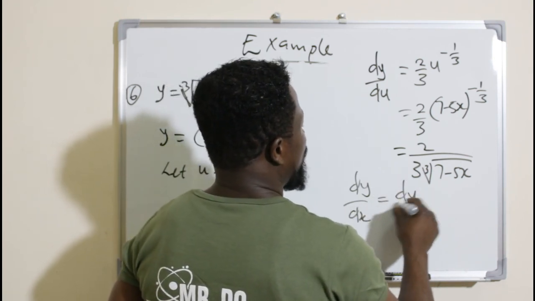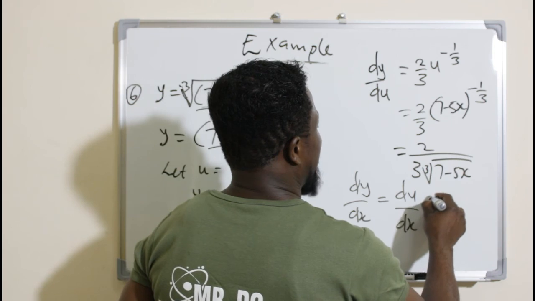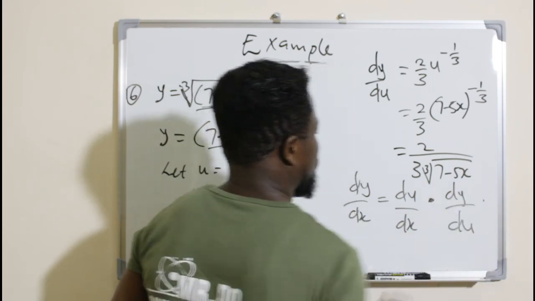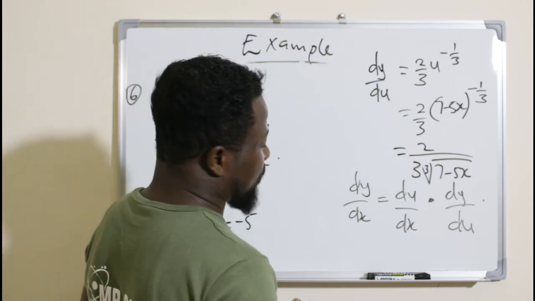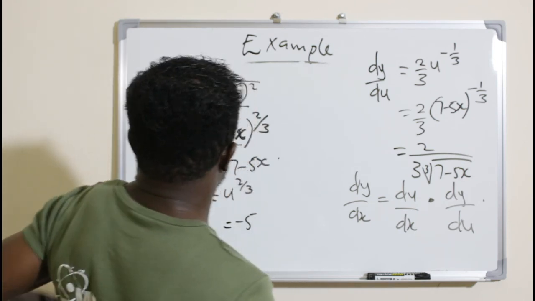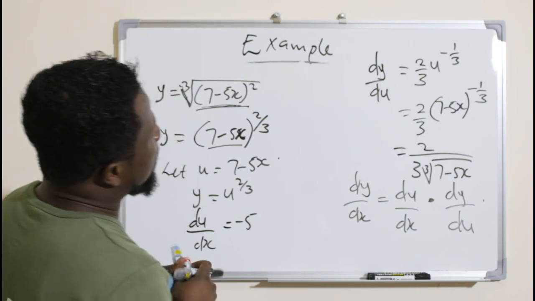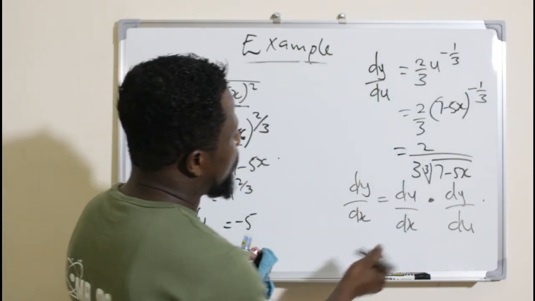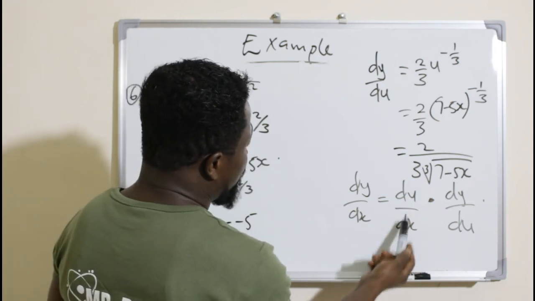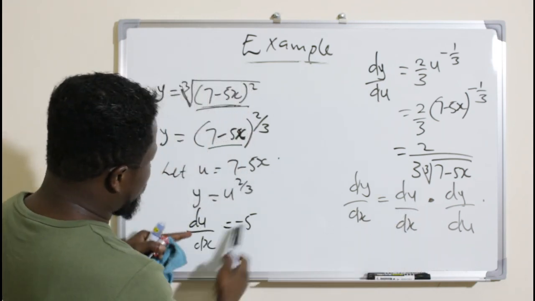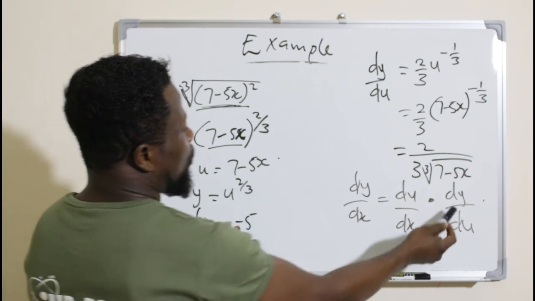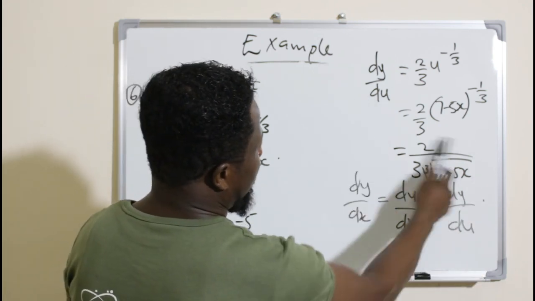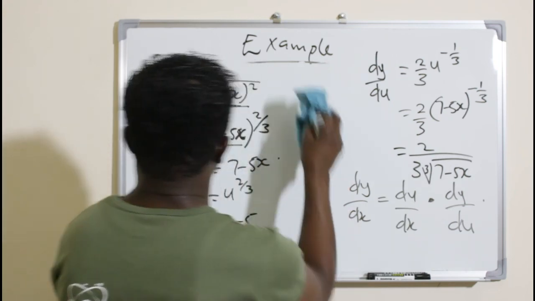dy/dx is now equal to du/dx multiplied by dy/du. And now we'll do the substitution from this side and see what we're going to have. So if I want to do the substitution, let me clean the top here and continue from that point, because now we know what du/dx is, which is -5. And we know what dy/du also is. The dy/du is now here, so we're going to just solve them together.